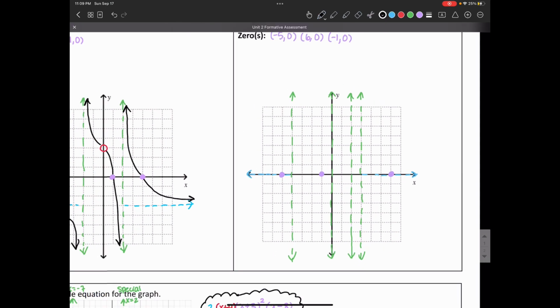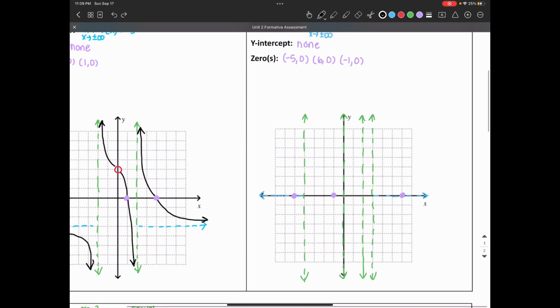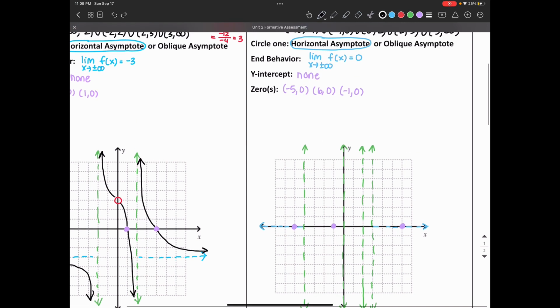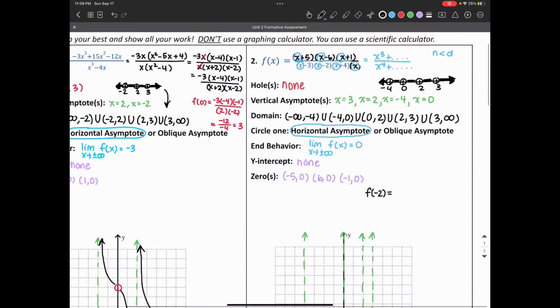I'm going to have to plug in a point. So I already have this x-intercept for this piece here that's going to go between those two vertical asymptotes. So I'm going to pick x is -2 and see what happens. So I'm going to do f of -2, or where x is equal to -2, and see what I get for this.